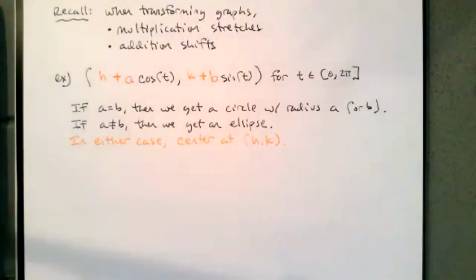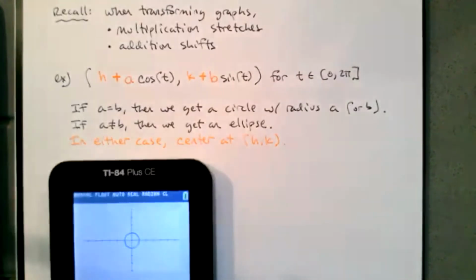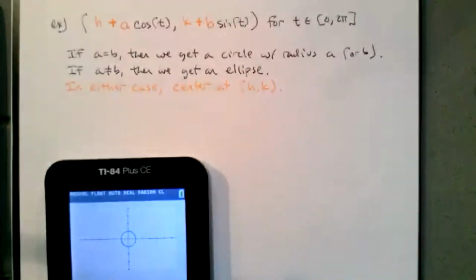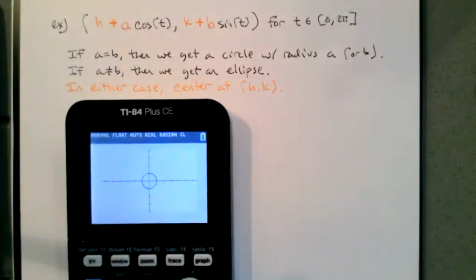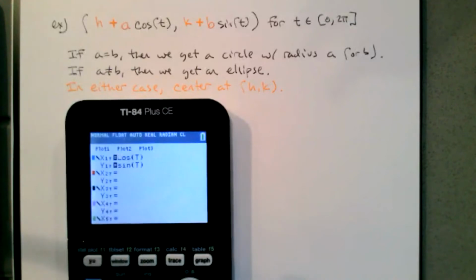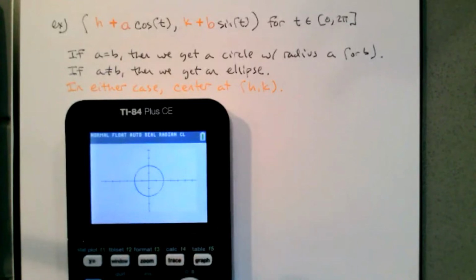So let's take a look at a circle. And let's see what happens if we change a and b, do some multiplication. That will cause the circle to stretch. So if I multiply by, let's go with 2, and both coefficients are the same, we end up with a circle of radius 2.